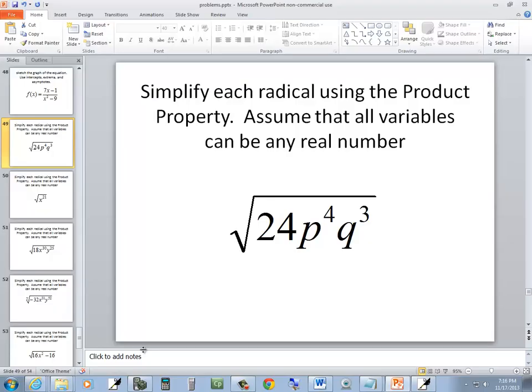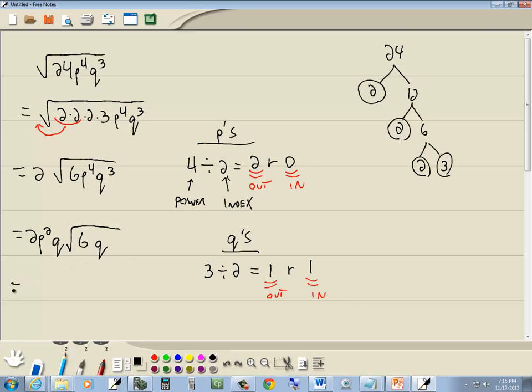Now let's go look at our instructions again. It says assume that all variables can be any real number. Now when your index is even, you cannot have a negative number come out. So we need to put absolute value around what's out in front. Now the 2 is already positive, so we don't need to worry about it. So is the p squared, but I'm going to go ahead and put it around there just so we clearly see it.